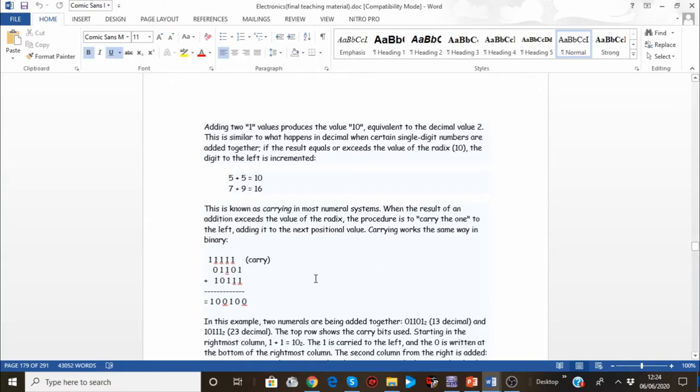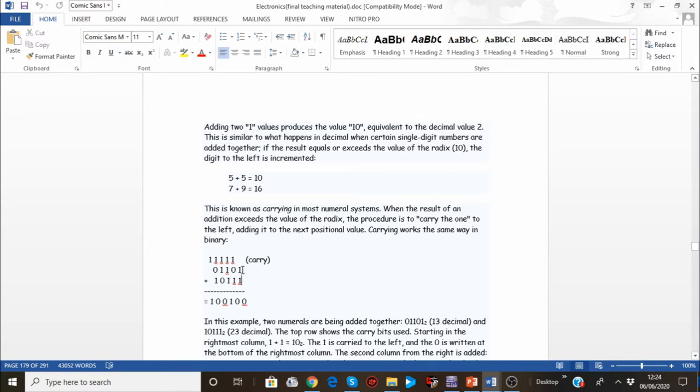You can also add and subtract and multiply and divide binary numbers. I'm just going to show you a little example of addition. In decimal, it was simple. 5 plus 5 was 10, 7 plus 9 was 16, and so on. Now, if you have a value like this one, 01101, and you want to add to that 10111, then you add it this way.